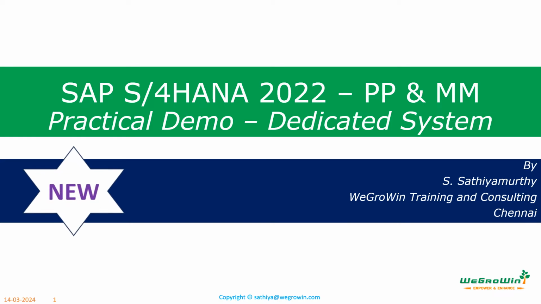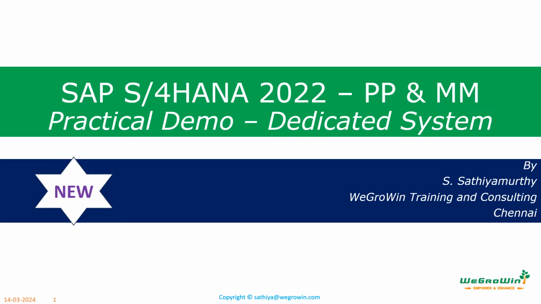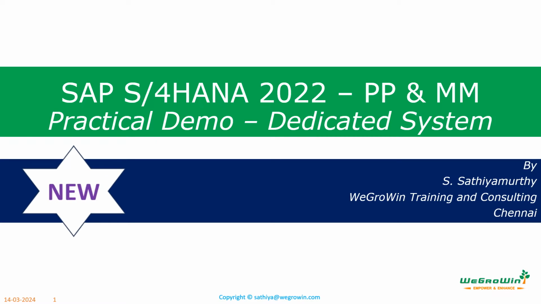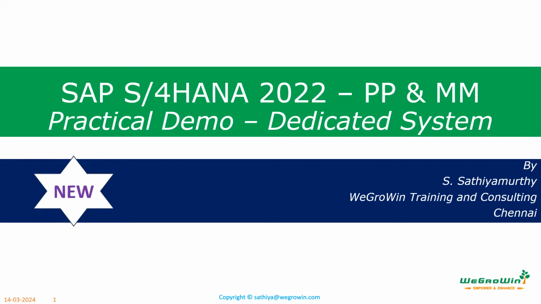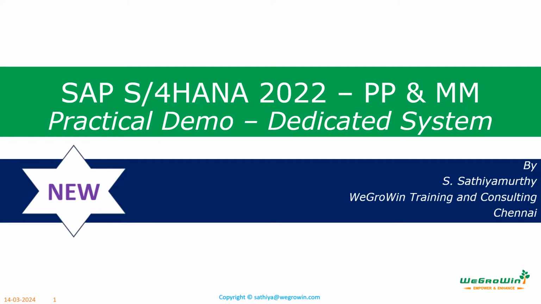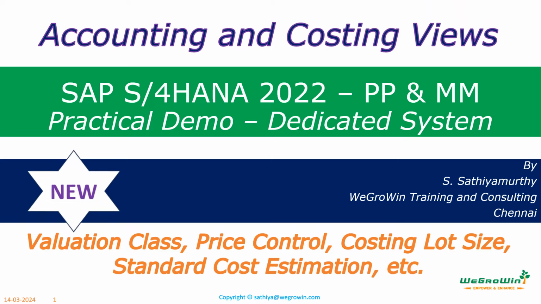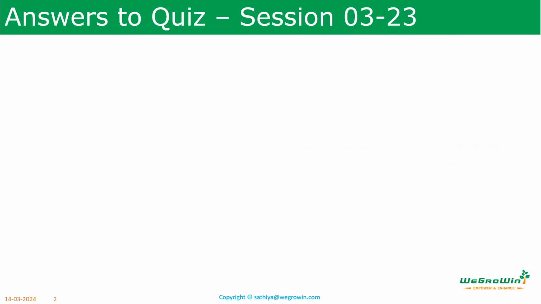Vanakkam. So far, we discussed the parameters in the basic views, purchasing view, 4 MRP views, work scheduling view, forecasting view, plant store location views, and also we created those views for the business case materials. As the next step, we need to create the accounting and costing views. So in this session, we'll discuss these parameters in these two views. Also, we'll create the views for the materials for the business case.